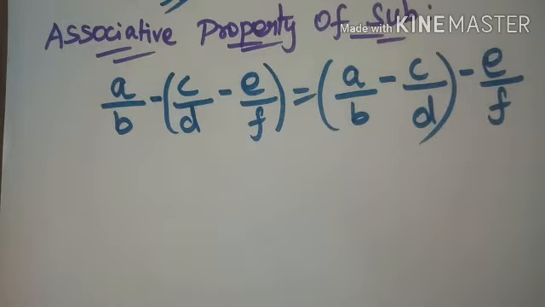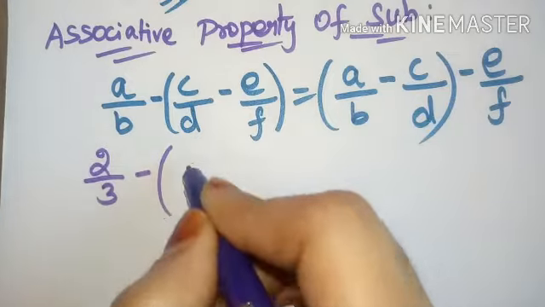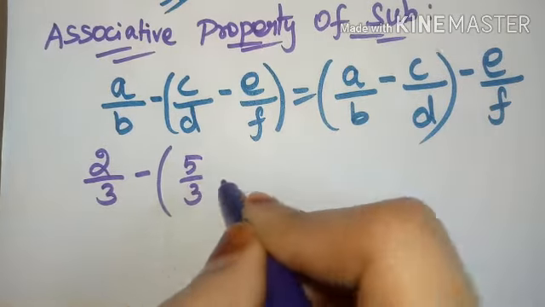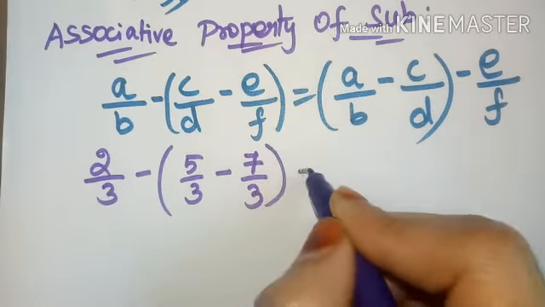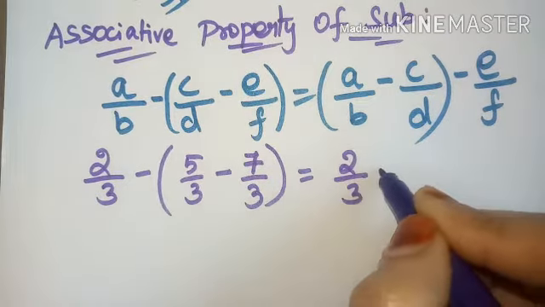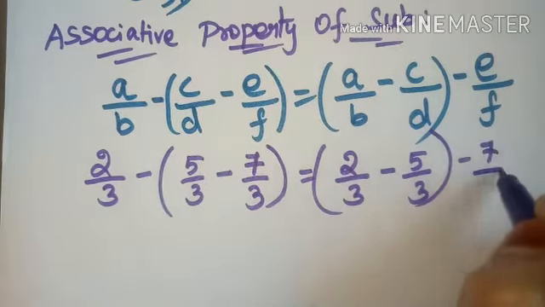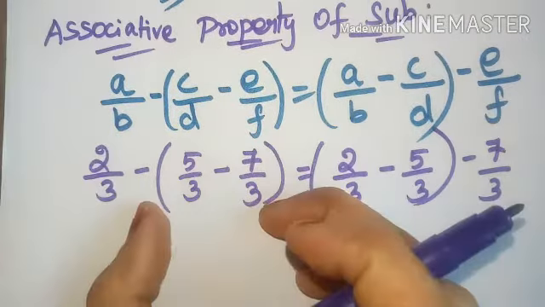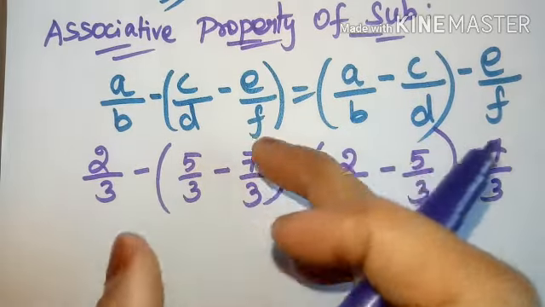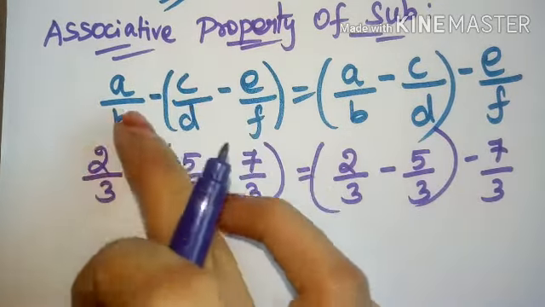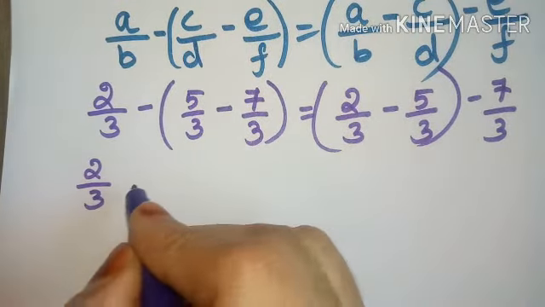Okay, let us take a upon b as 2 by 3, minus c upon d as 5 by 3, minus e upon f as 7 by 3. Here also 2 by 3 minus 5 by 3 minus 7 by 3. What is the purpose of a bracket? First we have to simplify the bracket term. After that we have to simplify with the non-bracket term. So write the non-bracket term 2 by 3 as it is.